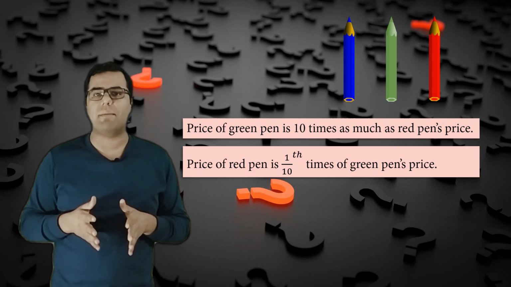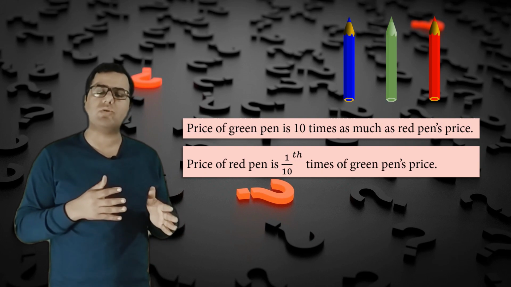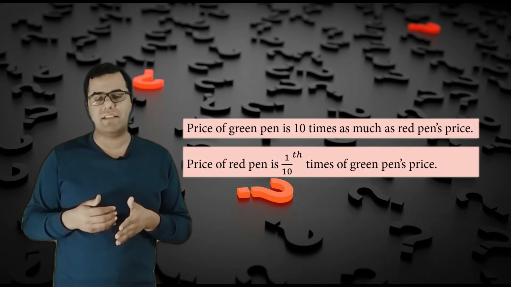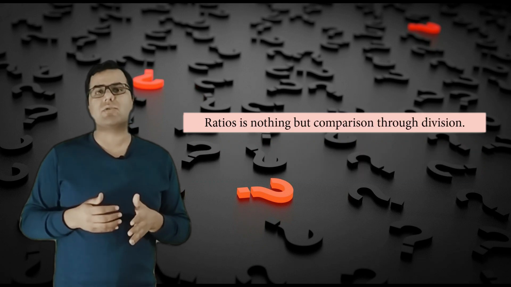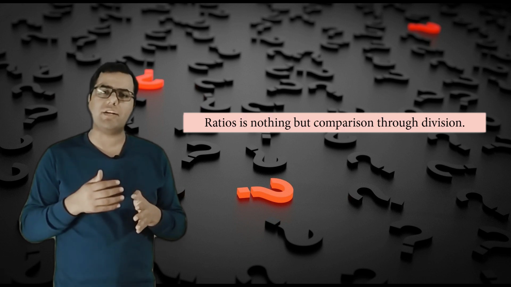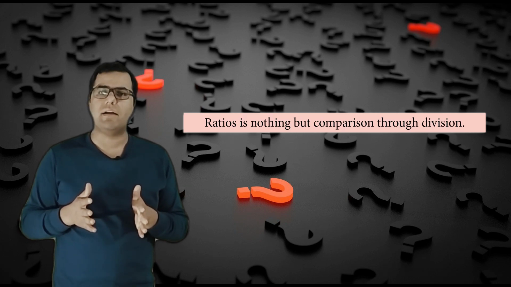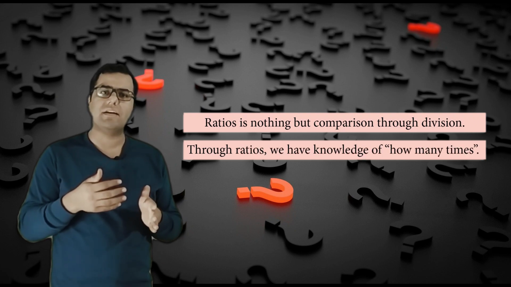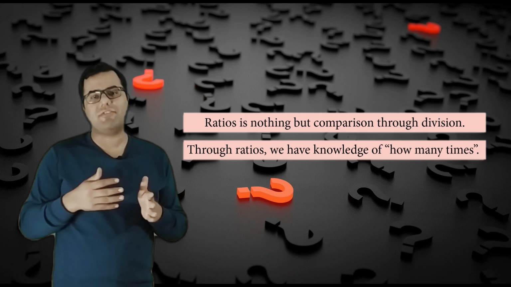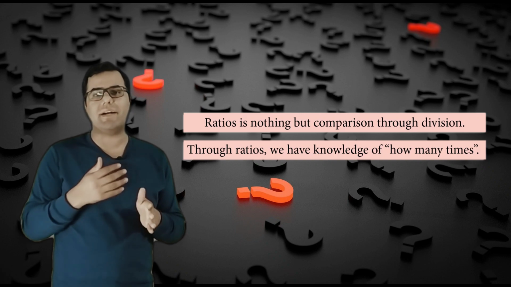Now what have I done this time? This time I have compared the prices of the two through division. So this comparison of two quantities through division is called ratios. In ratios, the knowledge that comes to your mind is about how many times. If a comparison has been done through division and it provides you the knowledge of how many times, then it is called ratios.